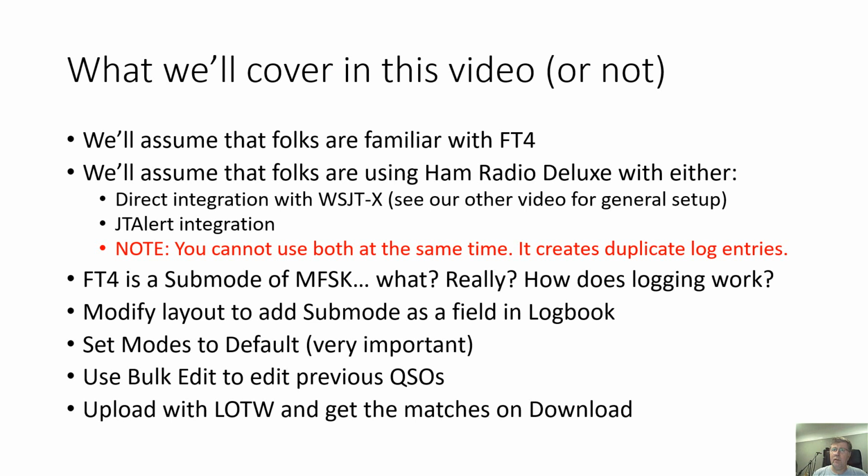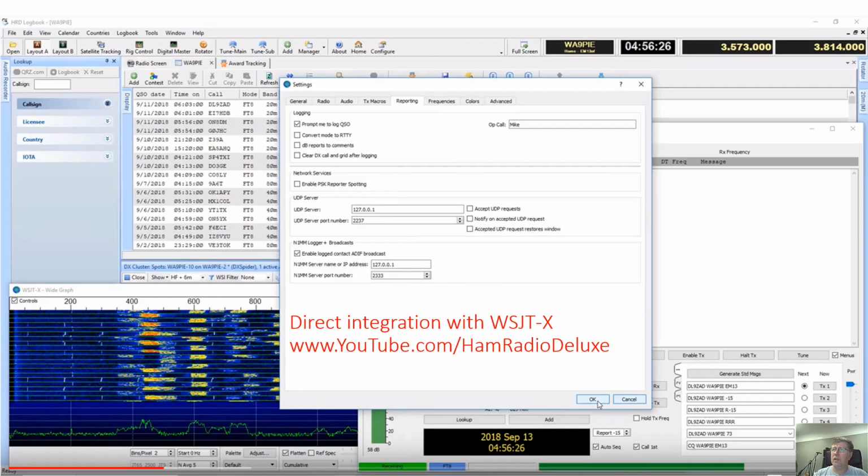I'll show you how to modify the layout to add sub-mode as a field in your logbook, because you want to see that. And you're going to have to go back and set the modes to default as part of this process, and I'm going to show you how to use the bulk editor to edit previous QSOs. We'll talk about the upload and download process for Logbook of the World. Very important though, as I go through this video, don't be afraid to stop the video, pause the video, and write down this list of things that we're going to do, because these are the things you're going to have to do to make it work right. It's not complicated, but it's just things that you need to know. Pause the video whenever you need to, go back and try something, come back and start the video, and so on. So that's the way to take care of it.